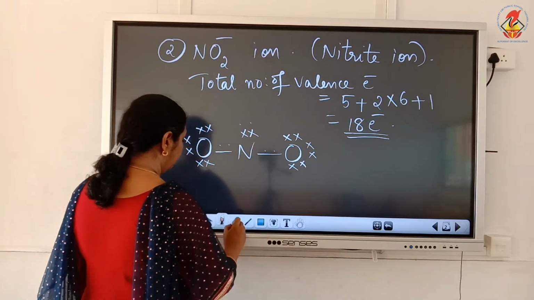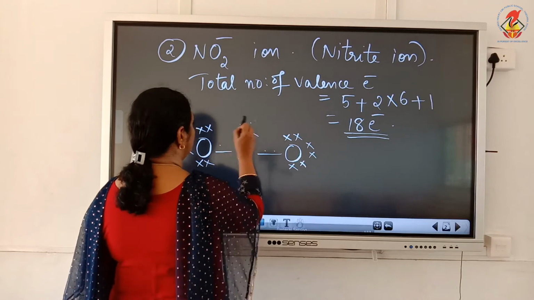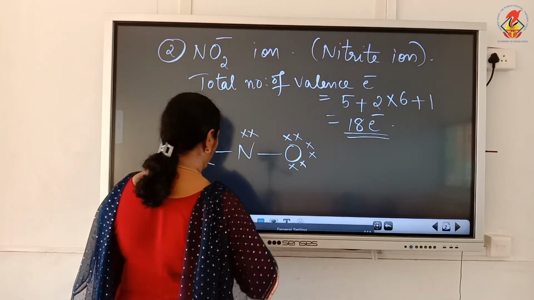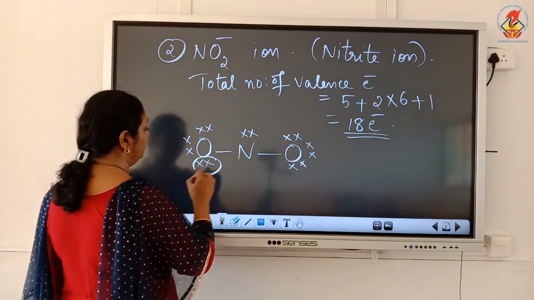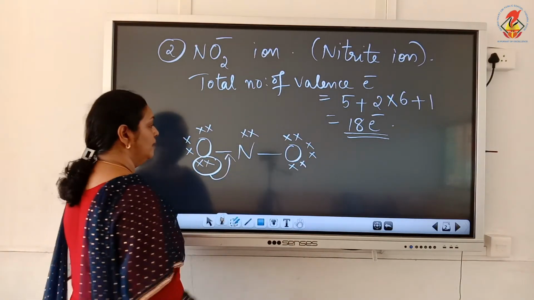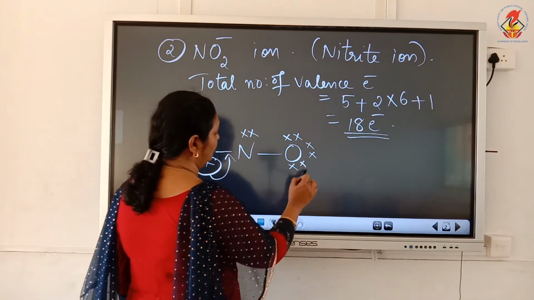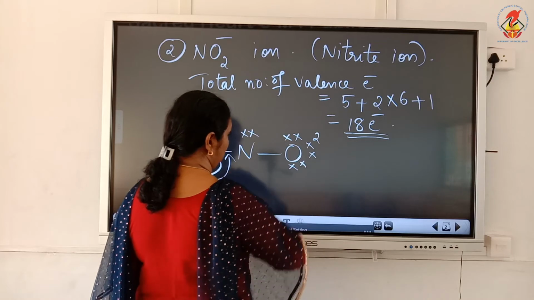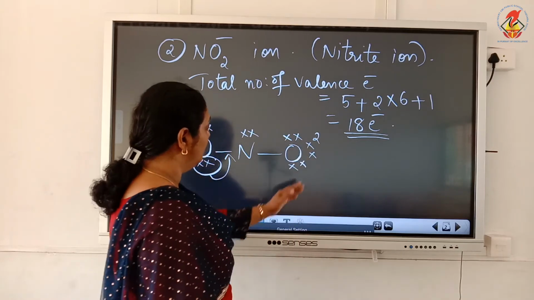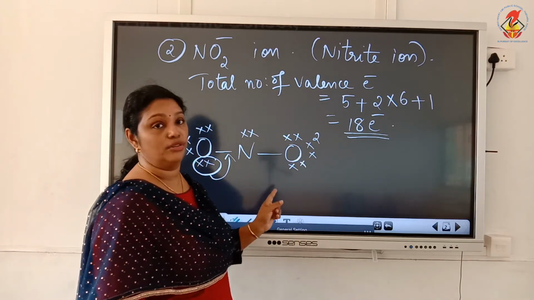Now when you show that movement of electrons, either you can move electrons from this oxygen, or you can move electrons from this oxygen. Suppose I call this the first and this the second oxygen, then you can take electrons from the second oxygen also.